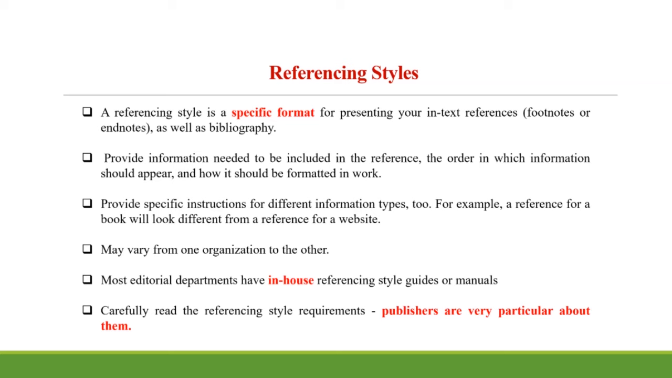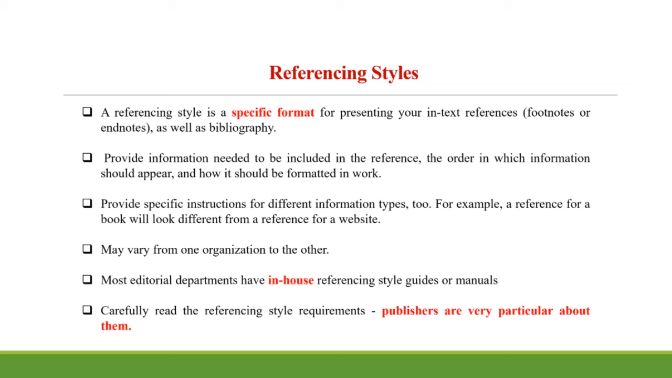If there is a specific style of citation, it means do you have to cite your references in brackets within the text, or do you use superscript numericals? And a specific style of references means the Vancouver, AMA, APA, like that will come in the next slide. It provides information needed to be included in the reference, the order in which information should appear, and how it should be formatted in Word. So this is what is included under the referencing styles.